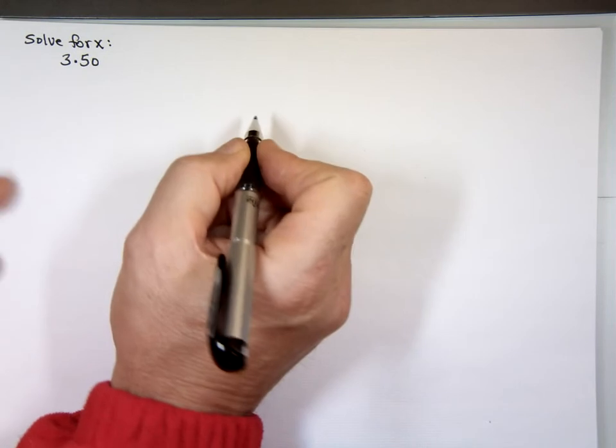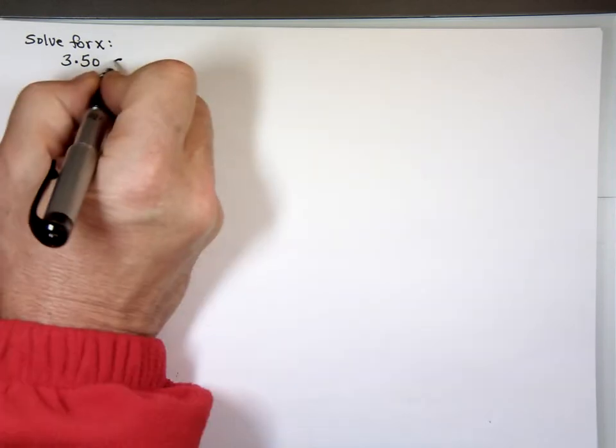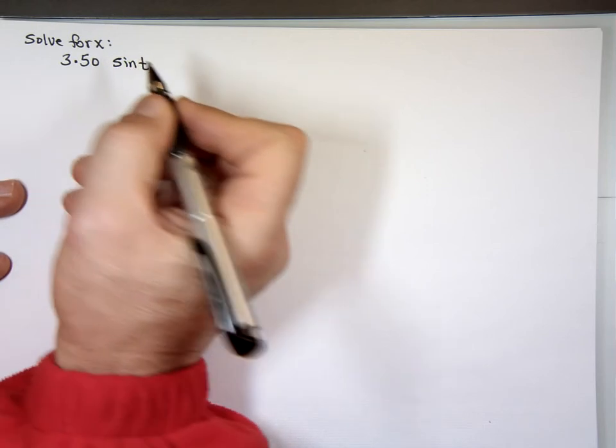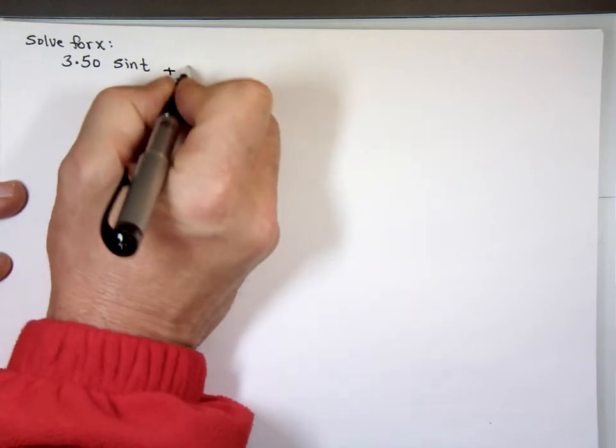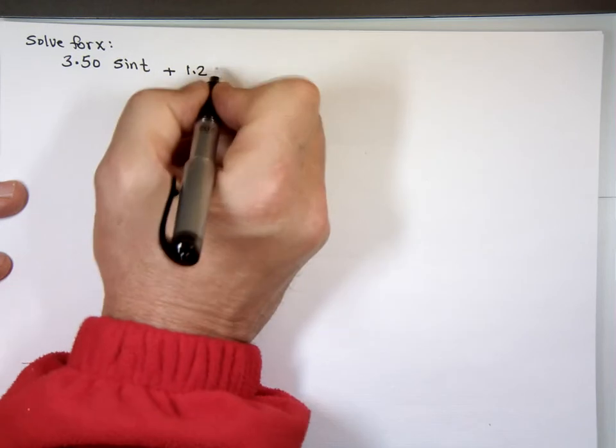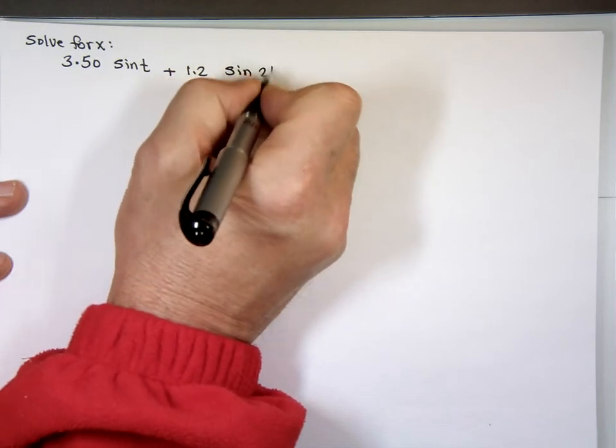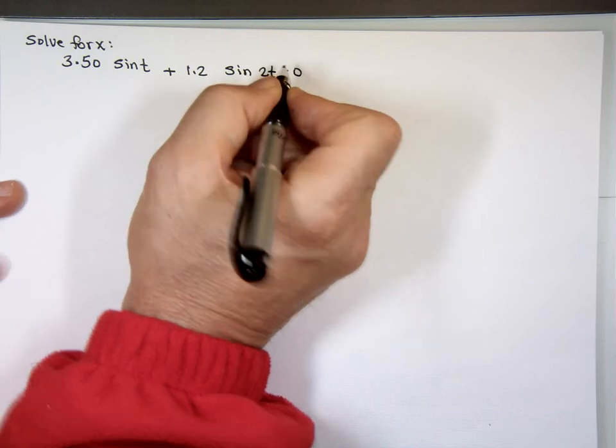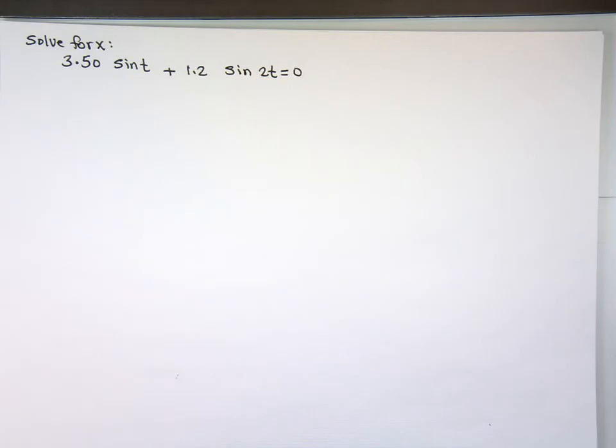3.50 sine t plus 1.2 sine 2t is equal to 0. Before I said you always want to have one trig function. Well, you like to, not always. Sometimes you can't. Well, I got the sine in both of them. That's good. But I got another problem. This is t and that's 2t. You want to make sure these are matching too.